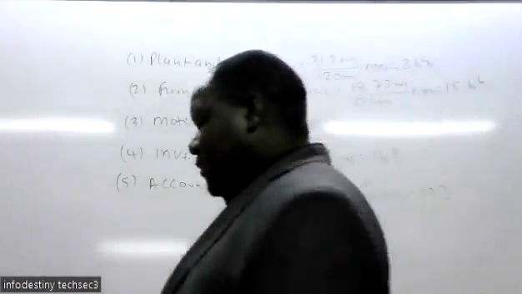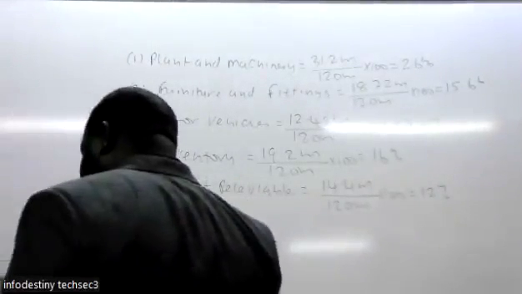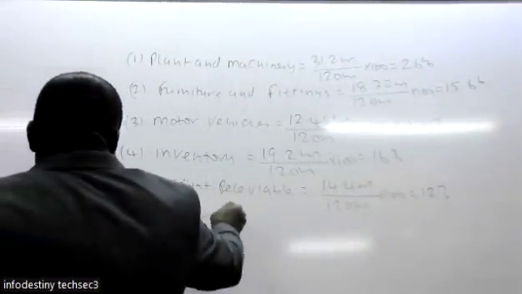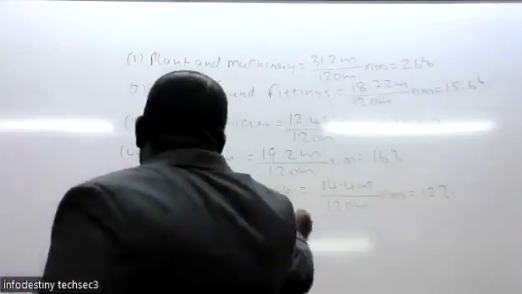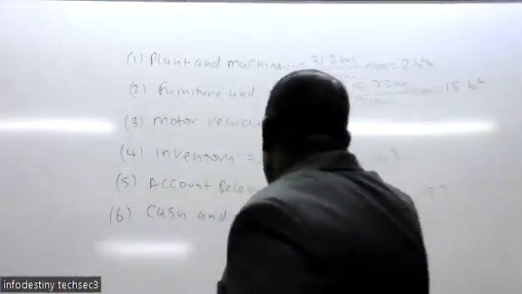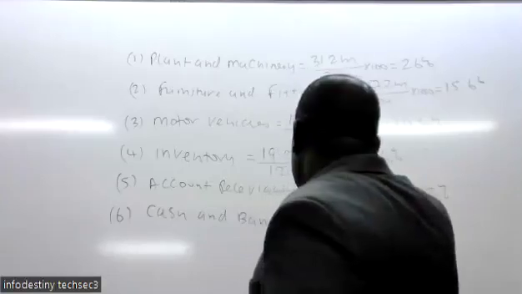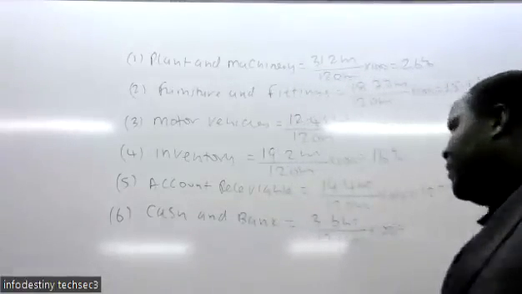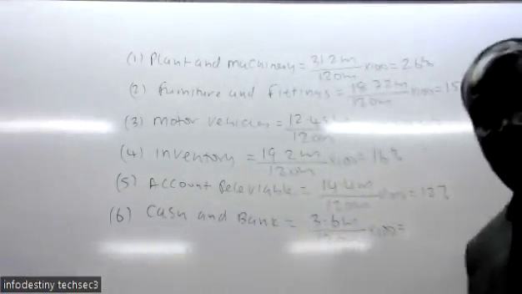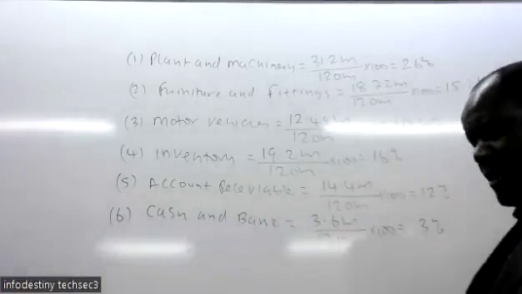Then there is also number 6. Number 6 is supposed to be the cash and bank. Cash and bank, it will be 3.6 million. We divide by 120 million. We also express it as a percentage. 3%.